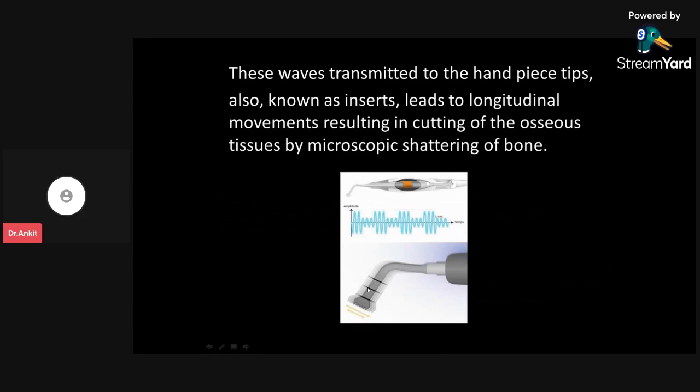How come? When these waves are transmitted to the handpiece tips, which are basically known as inserts, they lead to longitudinal movement resulting in cutting of the osseous structure, right? They result in the cutting of the osseous tissue by microscopic shattering of the bone. What happens is, when they get applied, they keep continuing.